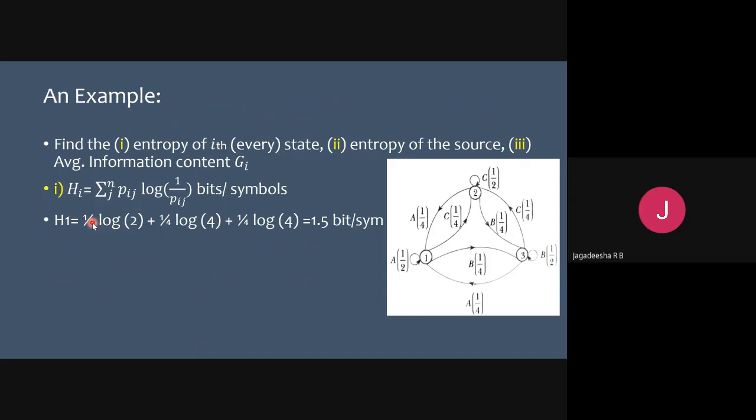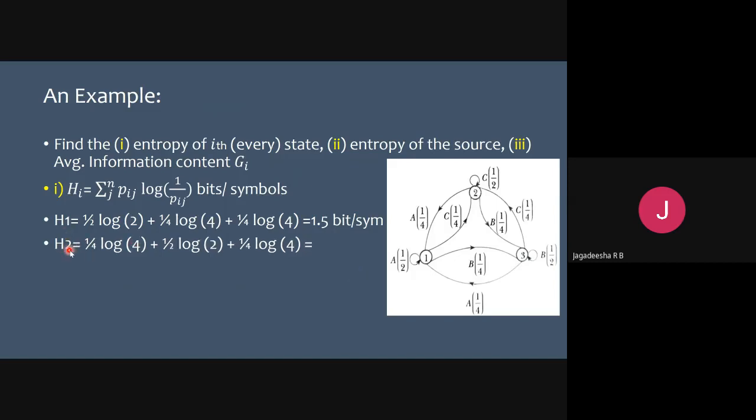So Pij for 1 to 1 times log of 1 by Pij, plus for 1 to 2, the Pij is 1 by 4, so 1 by 4 log 1 divided by 1 by 4, plus the third one. From 1 transiting to 3, the Pij is 1 by 4. So 1 by 4 log 1 divided by 1 by 4. So totally you get so many bits per symbol. Now, similarly, you have to find out for state 2 as well as for state 3.